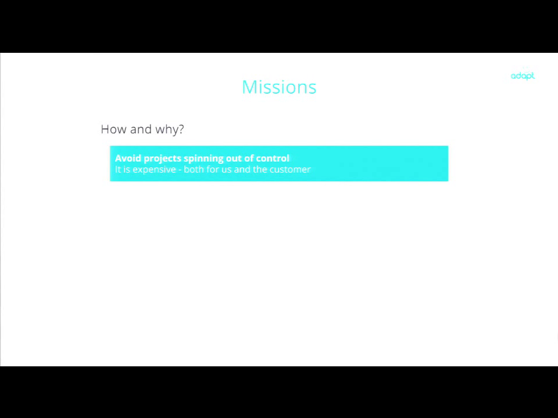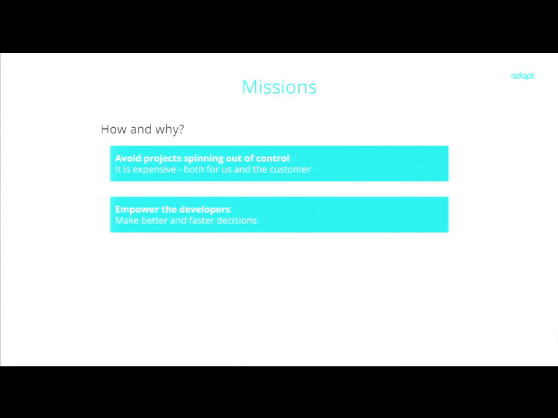And first, we found out that one of our biggest problems, as Cecil just told us, is that we had a lot of projects that were kind of spinning out of control. And of course, this is very expensive, both for us and for the customers. We want to avoid that. It makes good sense. Another thing we want to do is empower the developers.